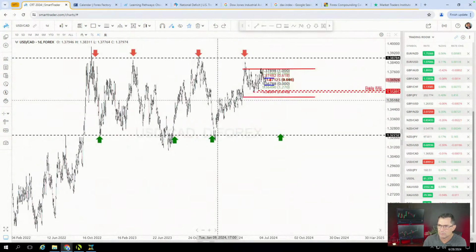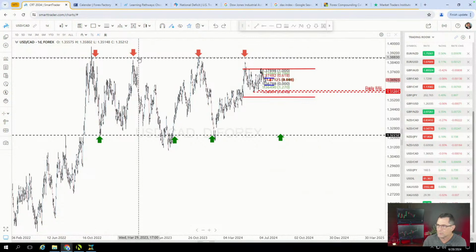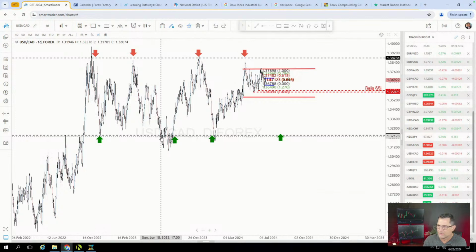First, number one, traders, we've got this large range between 138.83 and price came very close to hitting that there. And then we've got the bottom of the range down here at 132.12. All right, call it 132.20.